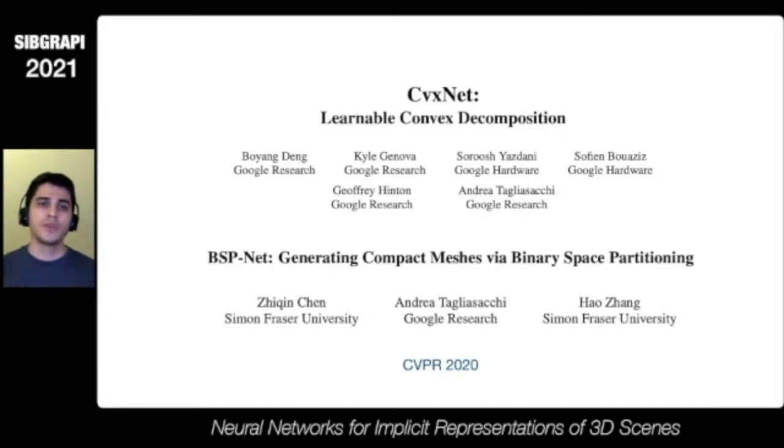Before we introduce ConvexNet and BSP-Net, let us explain what we mean by learning an implicit function using neural networks. This was probably presented in the previous lectures. However, I think it is very important to remember the concept here.